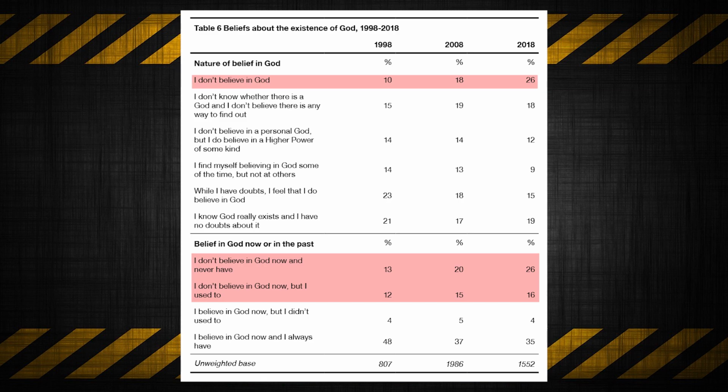claim that they don't believe in God now, and either never had or used to, and yet only 26% of people said they don't believe in God. So what that shows here is effectively a fair proportion of the "I don't know whether there is a God, and I don't believe there is any way of finding out" group, and some of the "I don't believe in a personal God, but I do believe in some kind of higher power" group, when push comes to shove, will affiliate with the "I don't believe in God" option. And so effectively, maybe that is a more appropriate number to look at for the percentage of atheists in the UK than the 26% that they are claiming.